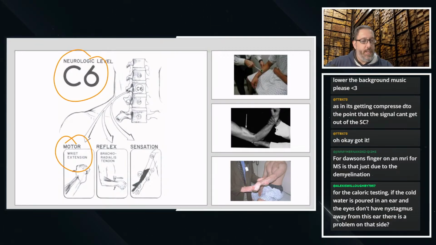For caloric testing, if the cold water is poured in an ear and the eyes don't have nystagmus away from the ear, there's a problem on that side, on the side of the lesion. So they should have some bouncing. It means that the vestibulo-ocular pathway is intact. When you put it in the right ear, if the right eye bounces, it means it's intact. Left ear, you put it in, nothing happens. The left ear or the left vestibular pathway is the one that's messed up.